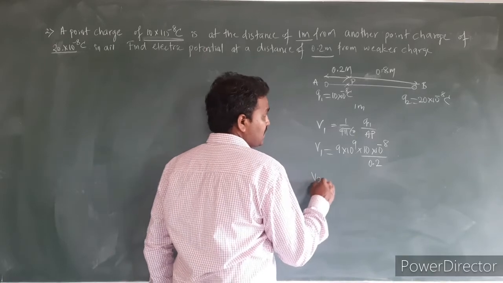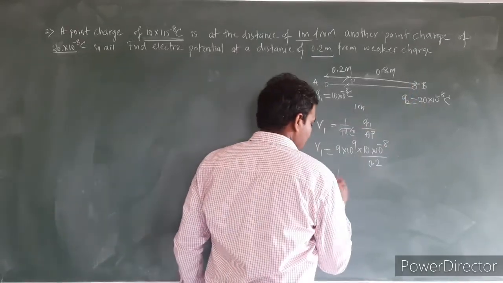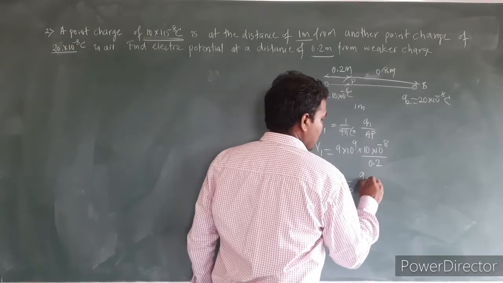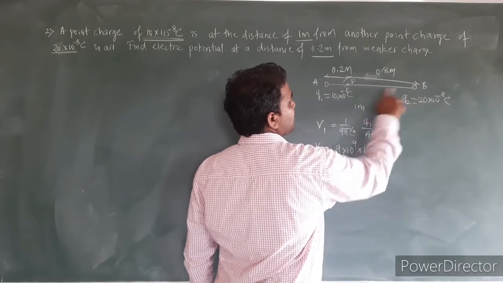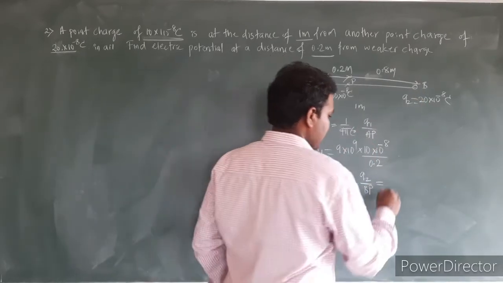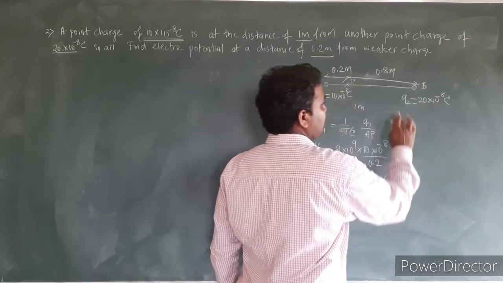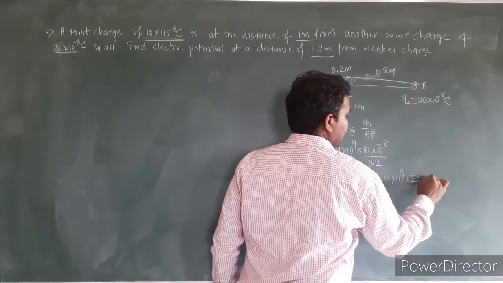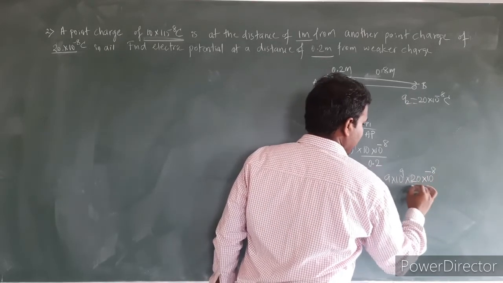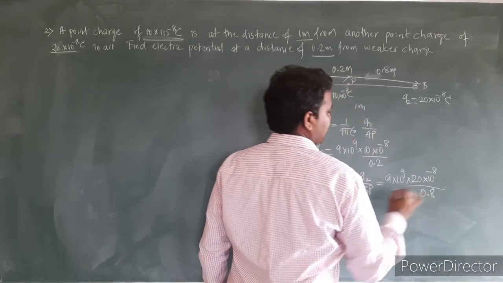Similarly, the potential at point P because of the second charge Q2 is given by 1 divided by 4 pi epsilon naught into Q2 divided by the distance between these two points, that is BP. If I substitute this, I get 9 into 10 to the power of 9 into the magnitude of the second charge, that is 20 into 10 to the power of minus 8, divided by the distance here, that is 0.8.